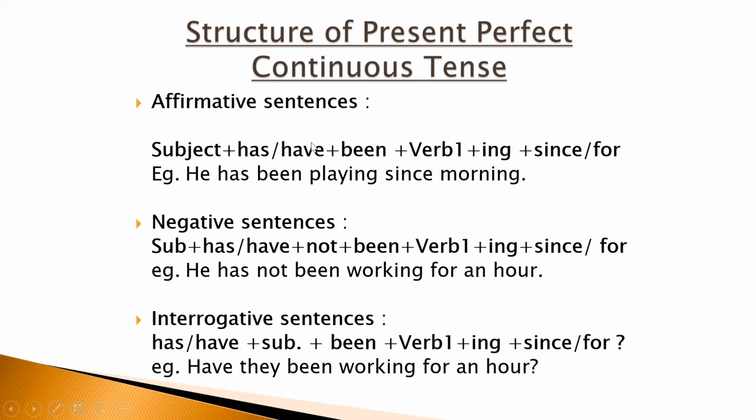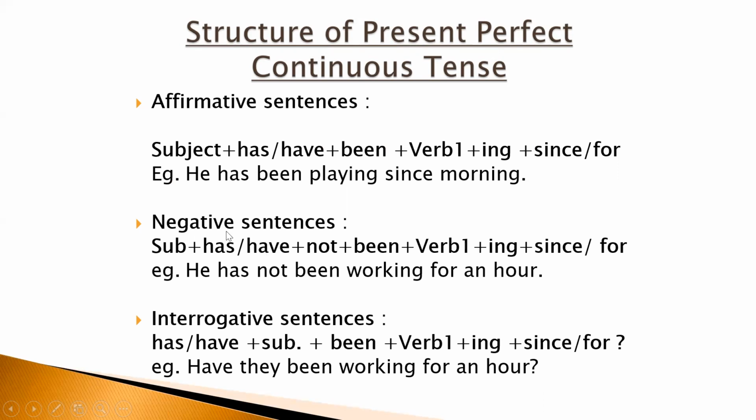Subject, has/have, been, first form plus ing, as it is continuous, something will be in continuity, and since and for. These are used to show the time frame actually. See the example. He has been playing since morning. He is the subject and according to he we will use has, then been, then first form plus ing, play plus ing, playing, and we will also show the time frame. Since morning means he started playing in the morning. So, he has been playing since morning.